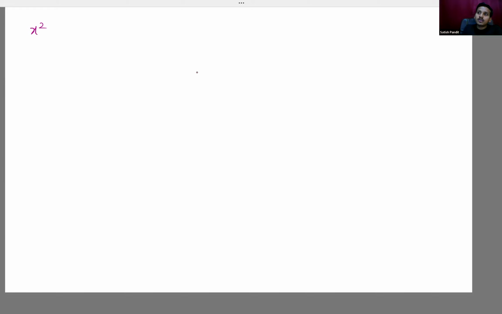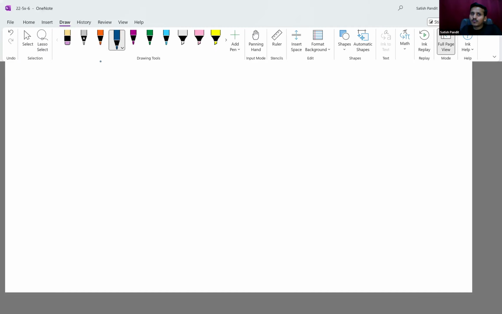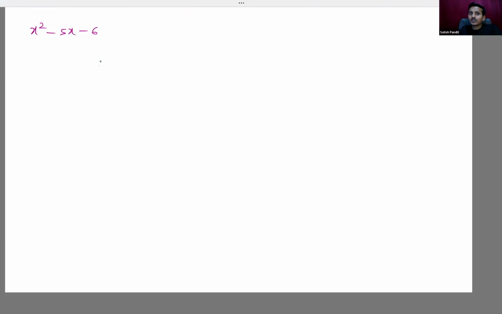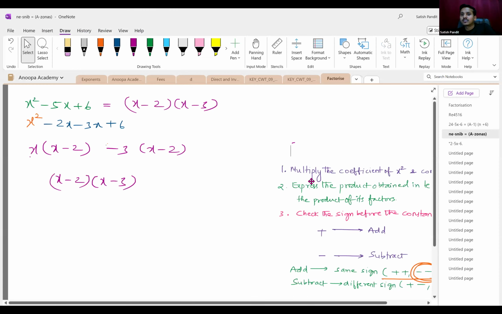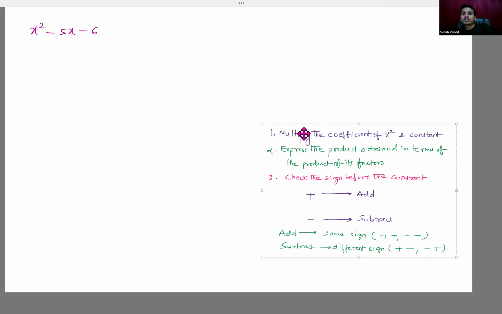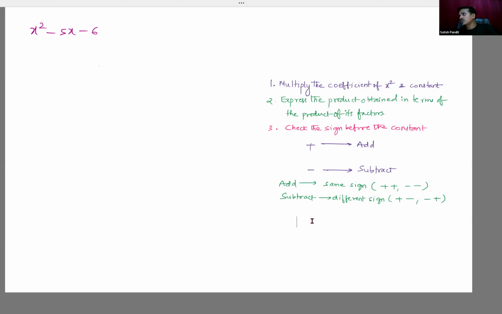X square minus 5x minus 6. What do we do? We multiply the coefficient, same procedure we have to follow, okay? We multiply the coefficient of x square and the constant. Maybe I'll actually put the steps here so that you actually keep looking at that. But with practice, you'll get to learn, okay? So we multiply the coefficient of x square and the constant, we get 6. And we have to express this as a product of factors 1 into 6, 2 into 3, 3 into 2.